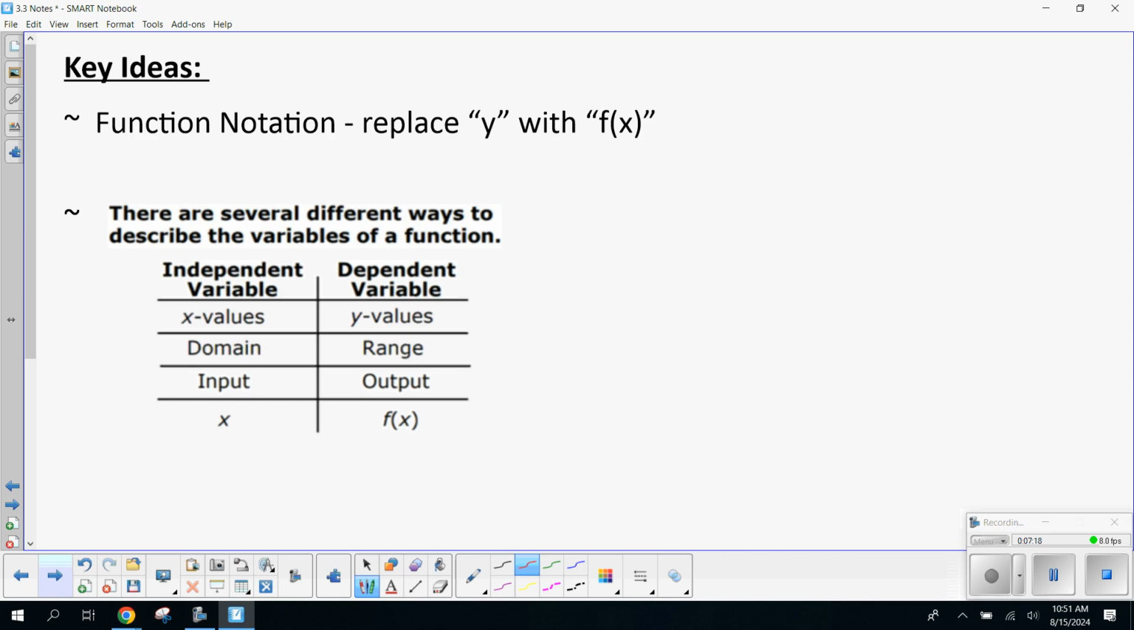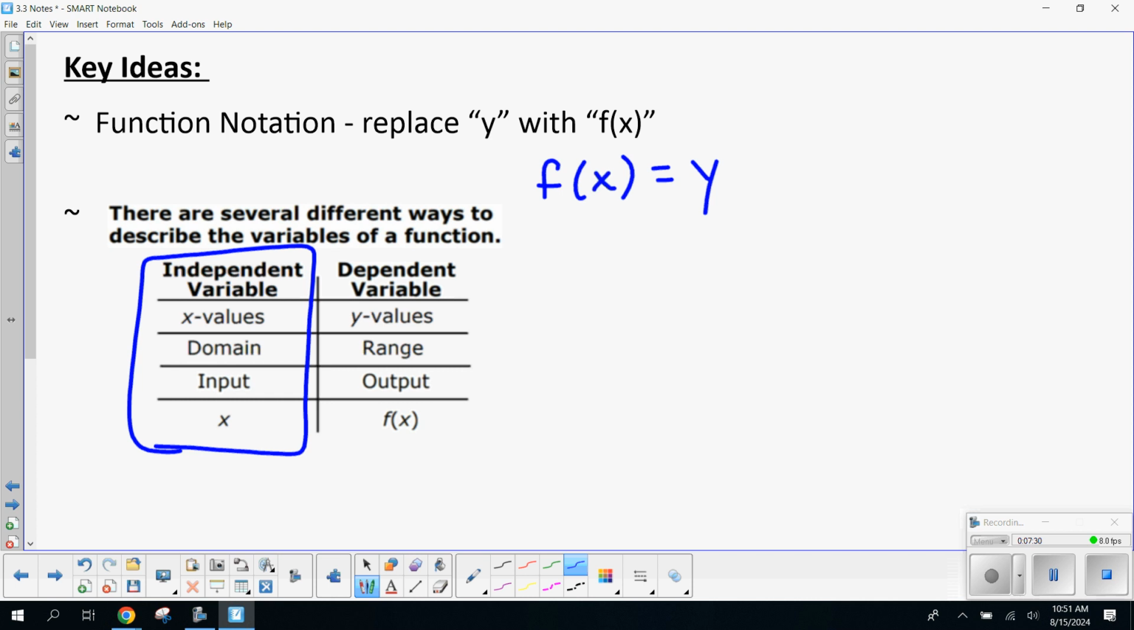So here are just our key ideas. f of x and y are the same exact thing. f of x is exactly the same as writing y. f of x is just more descriptive. And then these are lots of different words to call our x values, and these are a bunch of words to call the y values.